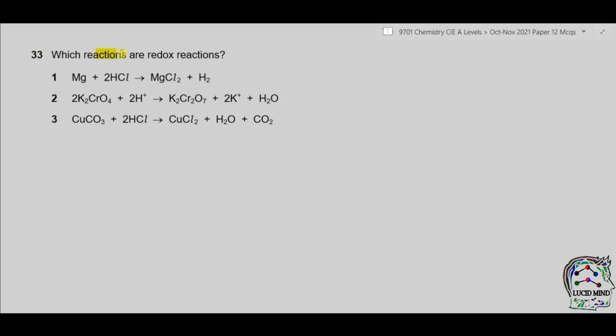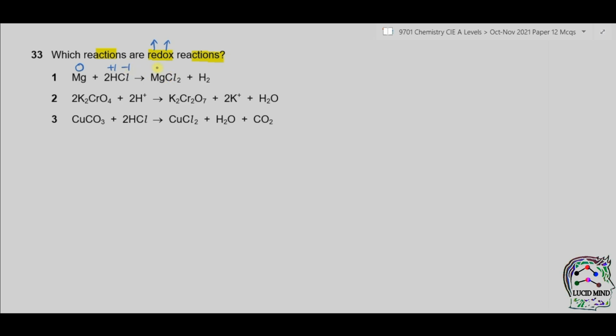Question 33. Which reactions are redox reactions? Now redox reactions are those in which reduction and oxidation both take place at the same time. We can find it by finding the oxidation states. For an element, we know the oxidation state is 0. In HCl, hydrogen is +1, Cl is -1.